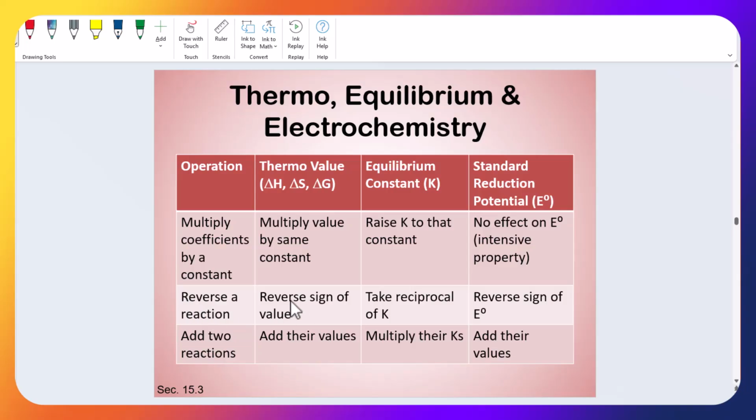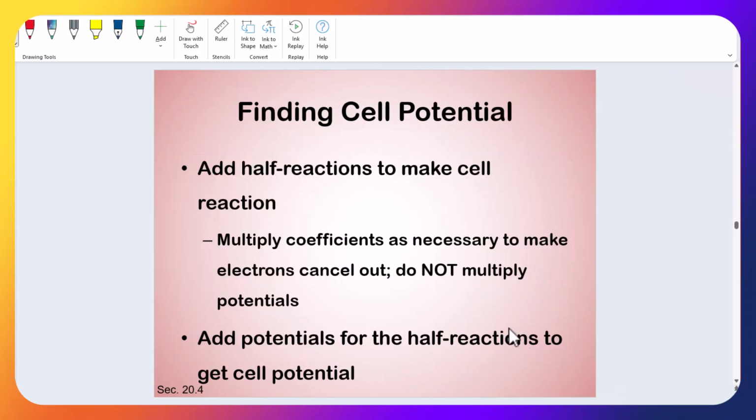If you reverse a reaction, if it's a thermodynamic value, you reverse the sign of the value. If it's an equilibrium constant, for the reverse reaction, you just take the reciprocal, 1 over the K value, and you just reverse the sign of E of the cell. Adding two reactions: if it's thermodynamic, you just add their values. If it's an equilibrium constant, you multiply their equilibrium constants, and for standard reduction potentials, you just add their values. All right, I'll show you how to do that.